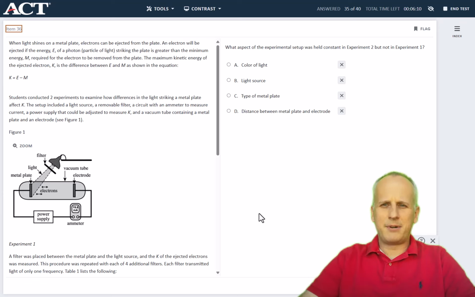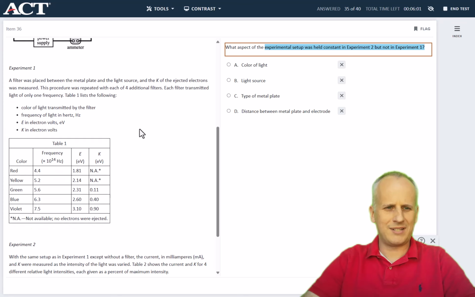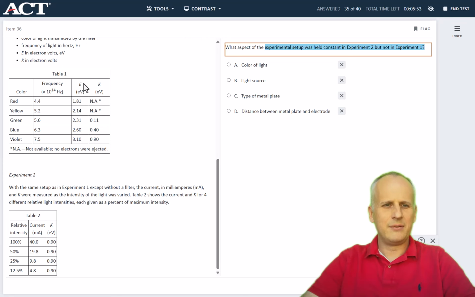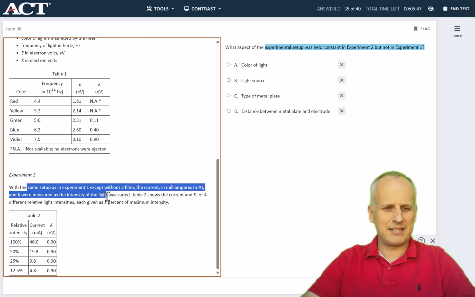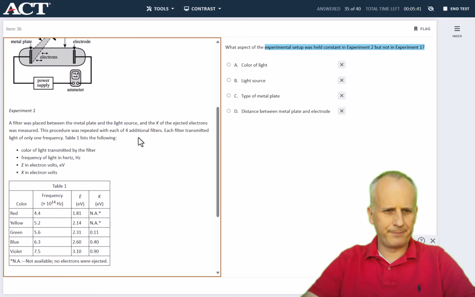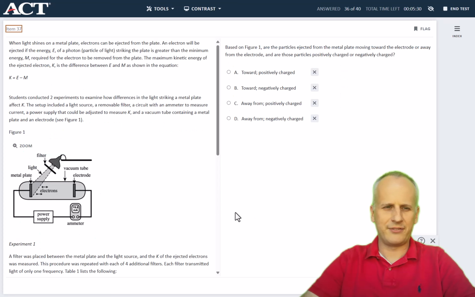What aspect of the experimental setup was held constant in experiment 2, but not in experiment 1? So we've got experiment 1, which has all of these different colors, frequencies. We've got electron volts and electron volts. And experiment 2, we still have electron volts and we've got current, but we should note that it's the same setup except without a filter. So we've got to go figure out what the filter did. And the filter is what's going to be transmitting the color. So it's the color that was held constant in experiment 2, but not in experiment 1. Be careful, and you'll be able to proactively identify that.